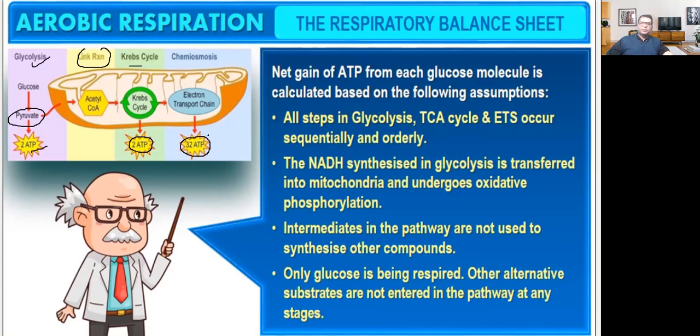32 ATP are produced. So the net gain of ATP from each glucose molecule is calculated based on the following assumptions. All steps in glycolysis, TCA cycle and ETS occur sequentially and orderly. The NADH synthesized in glycolysis is transferred into mitochondria and undergoes oxidative phosphorylation. Intermediates in the pathway are not used to synthesize other compounds. Only glucose is being respired. Other alternative substrates do not enter the pathway at any stage.